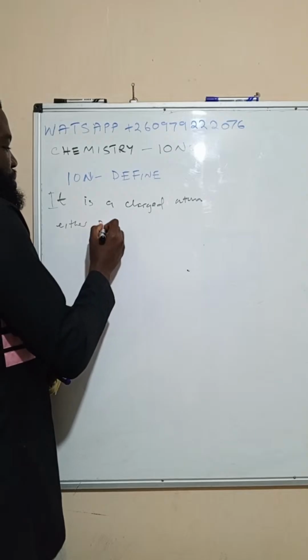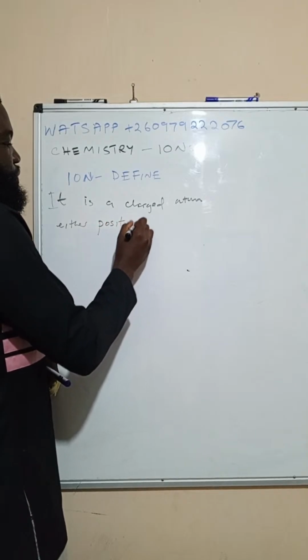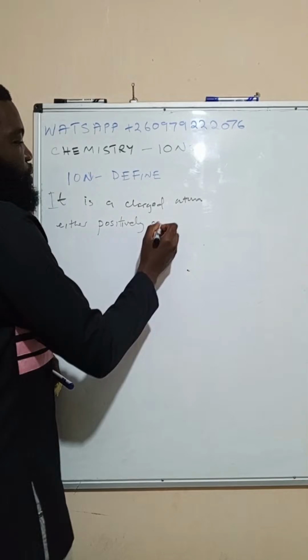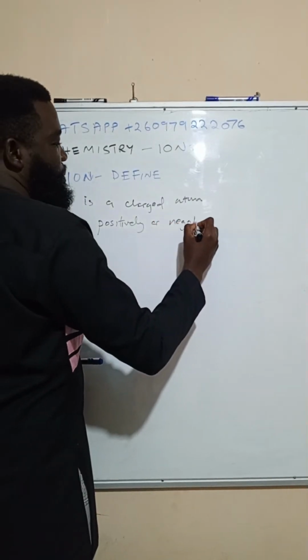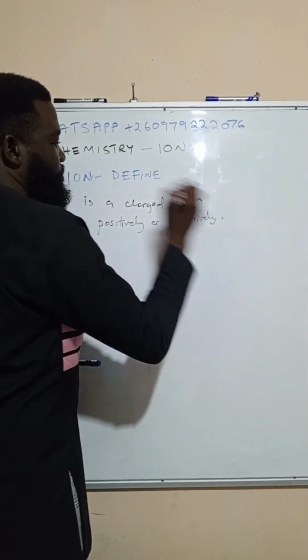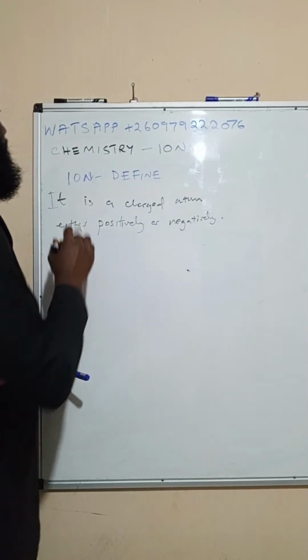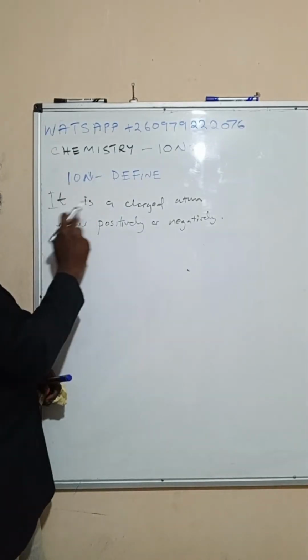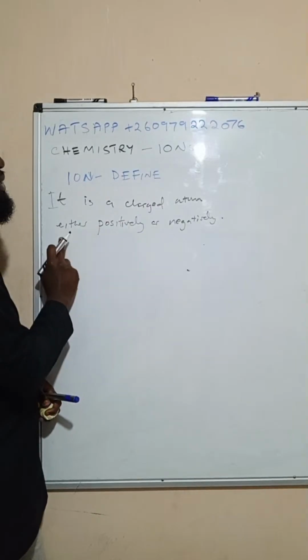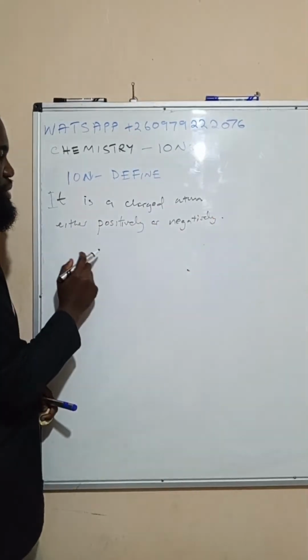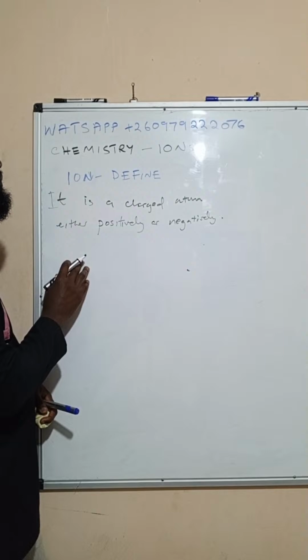That's what an ion is. An ion is a charged atom. It's either positively or negative. I think I explained that.